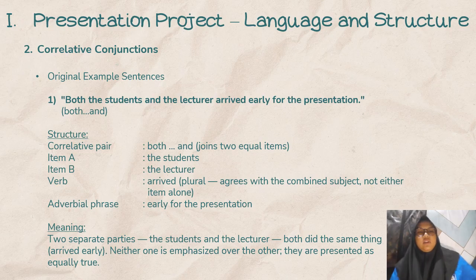So the original sentence, the first one: "Both the students and the lecturer arrive early for the presentation." The structure is, its correlative pair is "both...and", which joins two equal items. Item A is the students, item B is the lecturer, and the verb "arrive" is plural, agreeing with the combined subject, not either item alone. The adverbial phrase is "for the presentation". So the meaning is, two separate parties, the students and the lecturer, both did the same thing, arrive early. Neither one is implied to be over the other. They are presented as equally true.